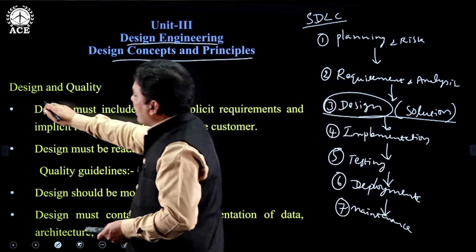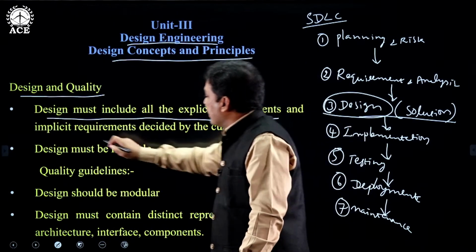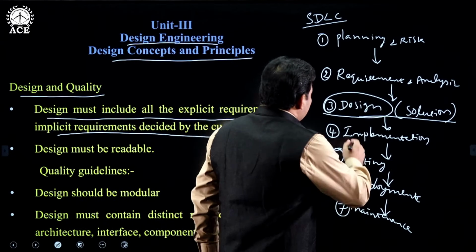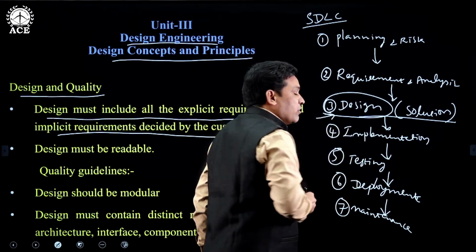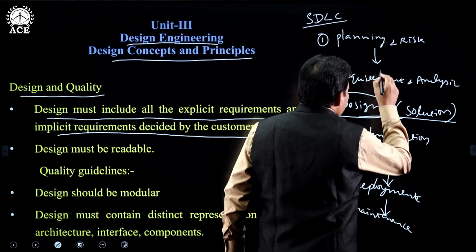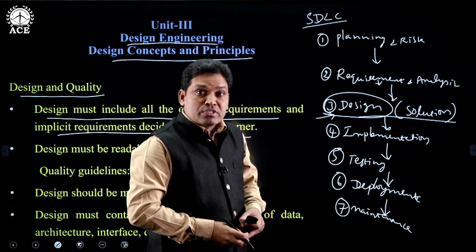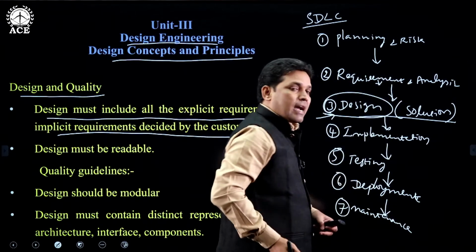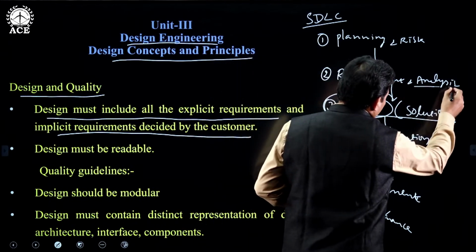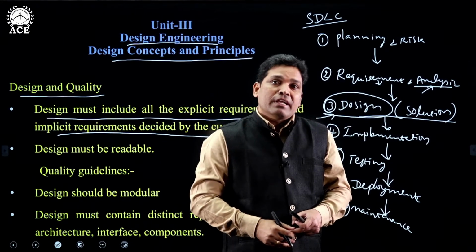So design and quality. Design must include all explicit requirements and implicit requirements decided by the customers. Now observe the SDLC: the design of a software system is to prepare the blueprint for the software system. Based on the requirements given by the clients, the designers have to design a software system. Once the requirements were gathered from the client, they are supposed to be thoroughly analyzed. The purpose of analysis here is to remove contradictions, ambiguities, and incompleteness.